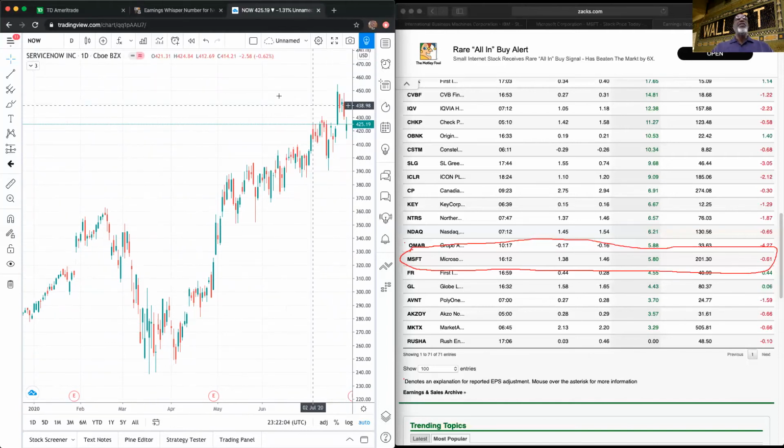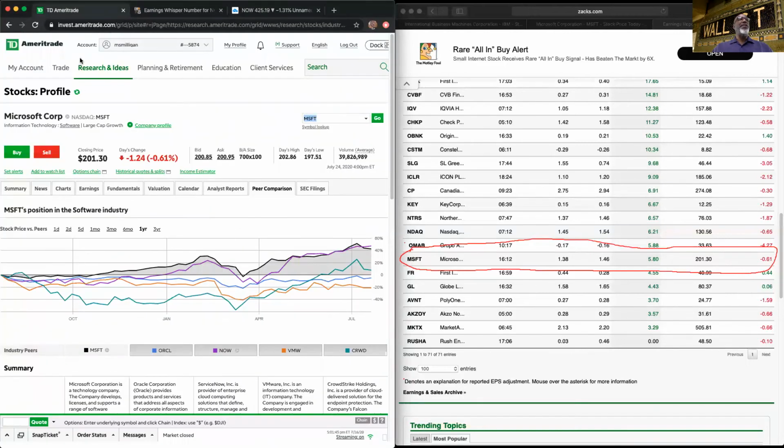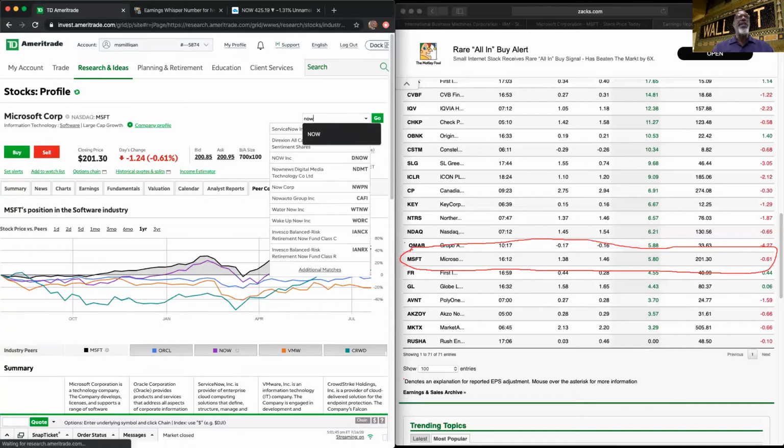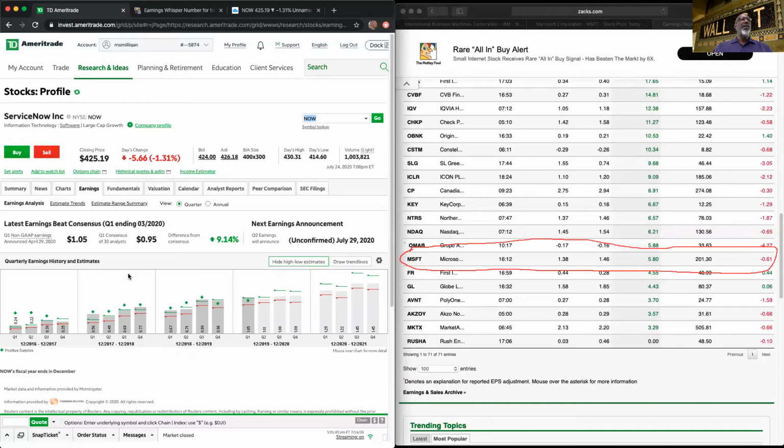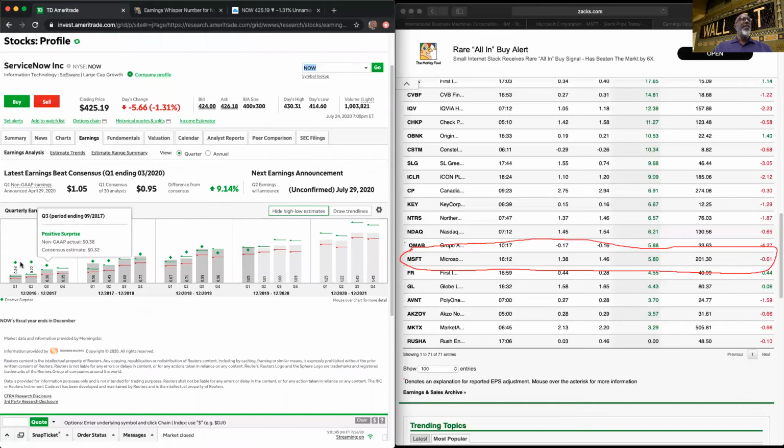The last place I'll take you to is TD Ameritrade. I'm going to go over here to earnings. I'm going to put NOW in for ServiceNow. All right, so we're looking at ServiceNow and I'm going to their earnings. Again, you can see that the stock has a history of beating the number. So Wall Street's going to be looking for them to beat the number.